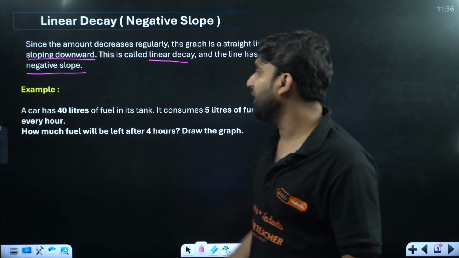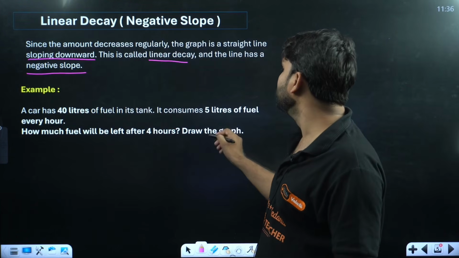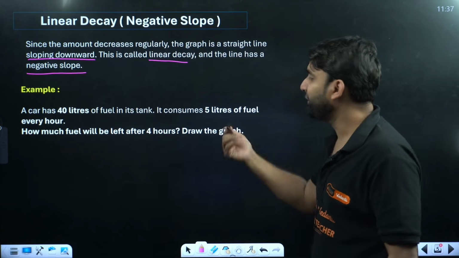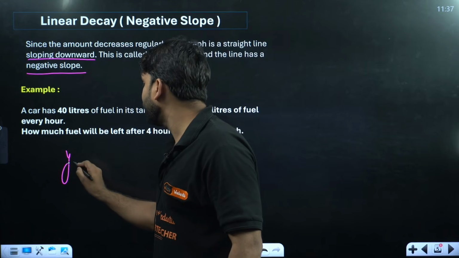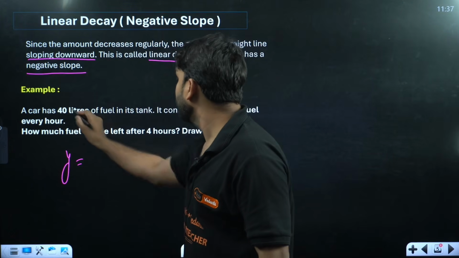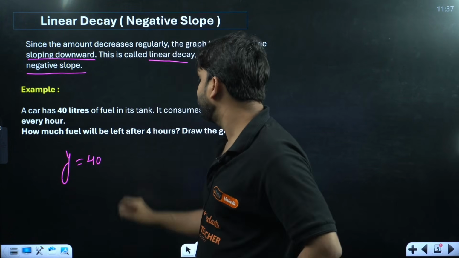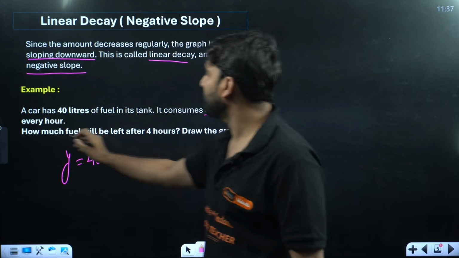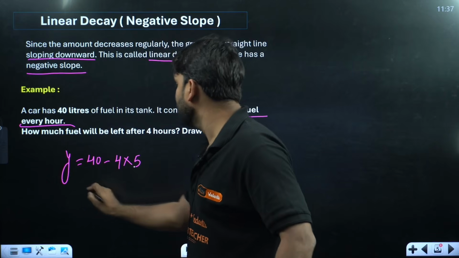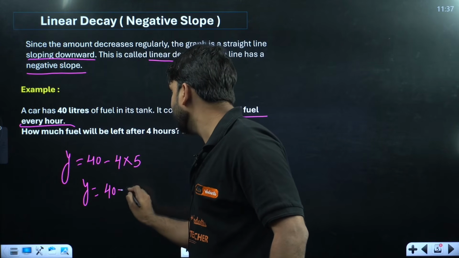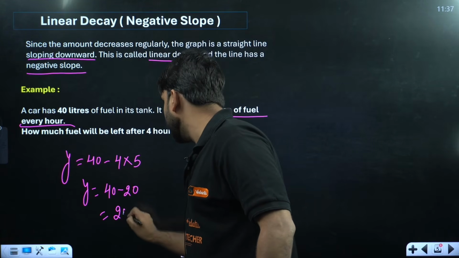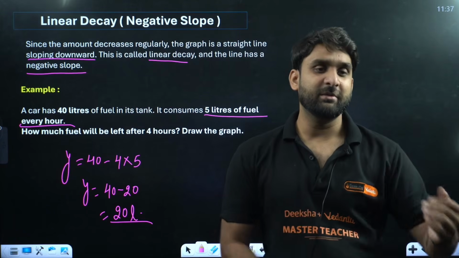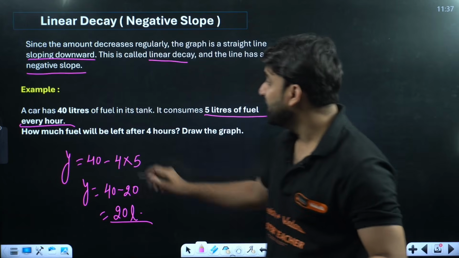Example, a car has 40 liters of fuel in its tank. It consumes 5 liters of fuel every hour. So how much fuel will be left after 4 hours? The fuel left after 4 hours will be: it has already 40 liters, minus 4 into 5, because 4 hours means 4 into 5 liters consumption of fuel every hour. So y is equal to 40 minus 20. So the car has only 20 liters of fuel remaining after 4 hours. Now can you see?